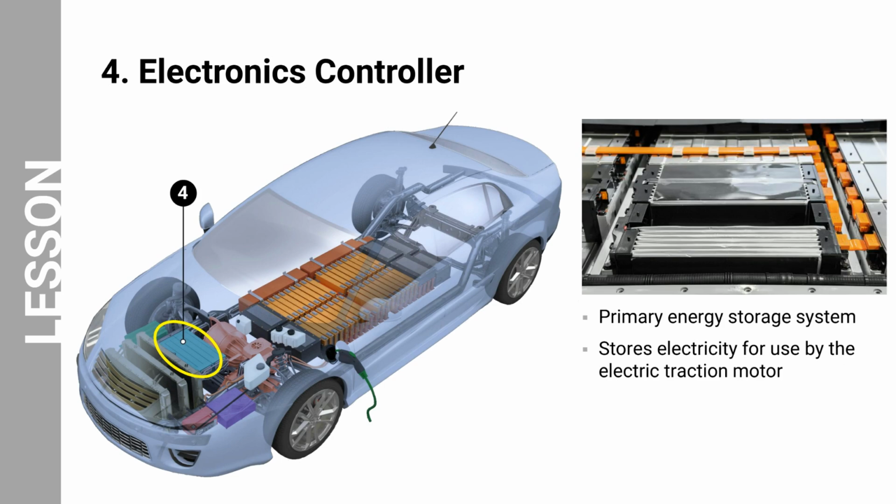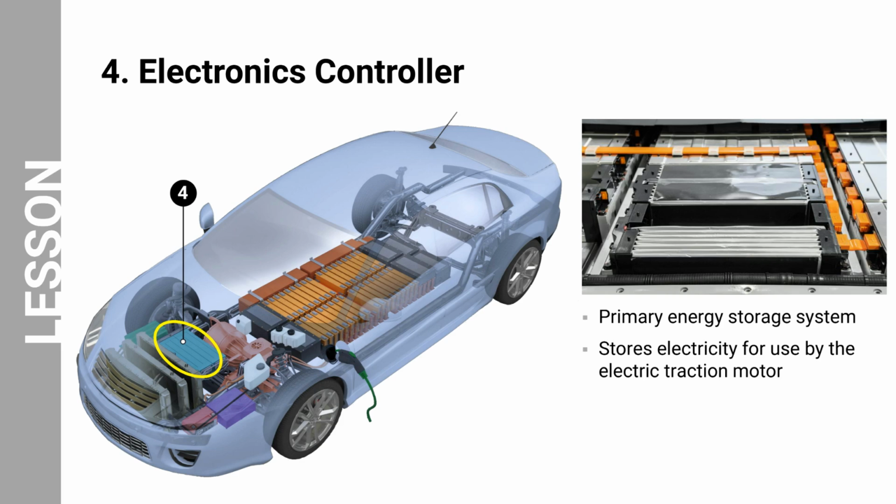Next, we have the electronics controller. It could also be referred to as the battery interface control module, the battery energy control module, or the motor controller. So, what is an electronics controller? It is a device that controls the flow of electrical power in a BEV. It is responsible for converting DC power from the battery into AC power that can be used by the motor and for regulating the power output of the motor.